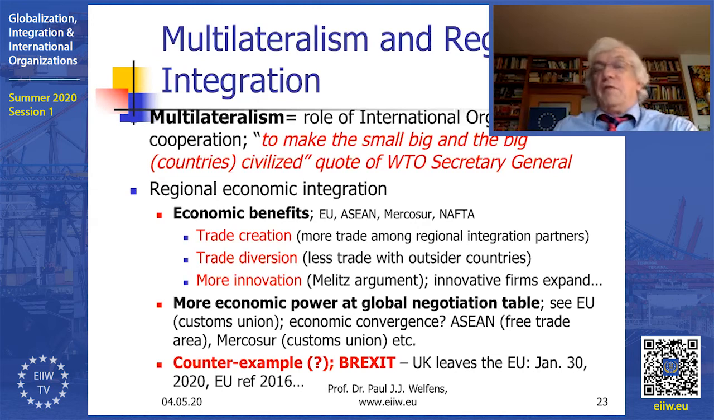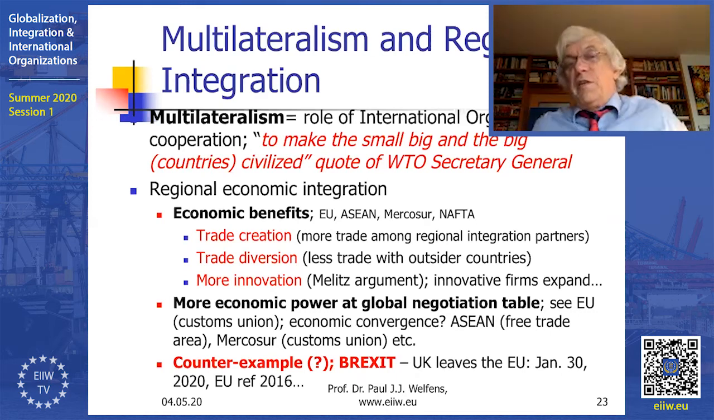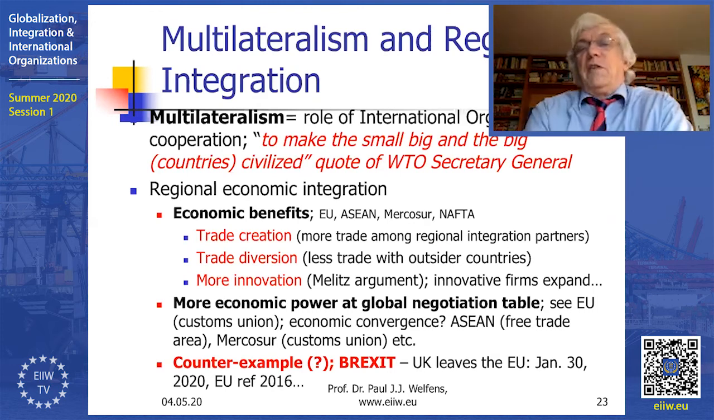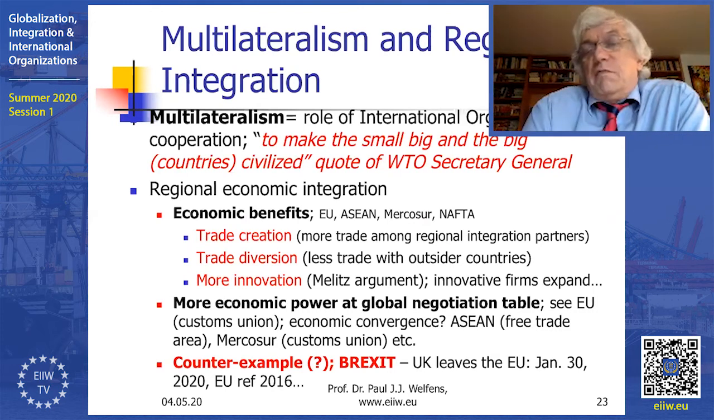Okay, Trump has reorganized NAFTA. He has negotiated a new deal with Canada and Mexico, and the name has changed a bit. But anyhow, regional integration should bring economic benefits, and there are actually three elements. So there's trade creation. That means there will be more trade among the regional integration partners, because they would say, okay, let's just abolish the internal import tariffs and also quotas. So then you get more trade between the partner countries. On the other hand, you get less trade with outsider countries. This is called trade diversion.